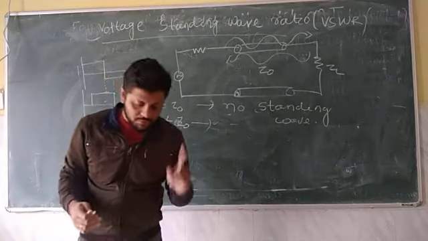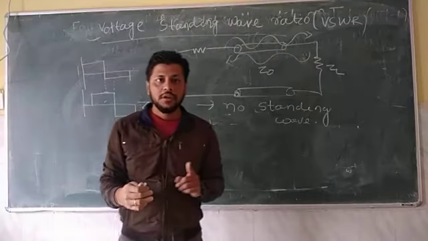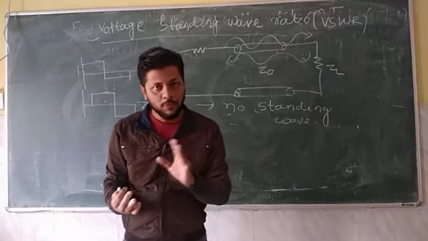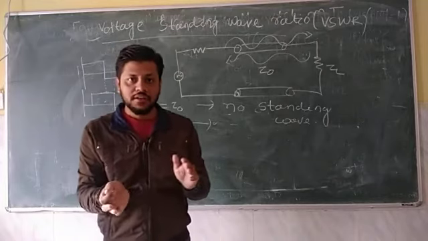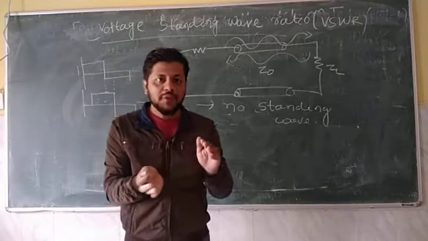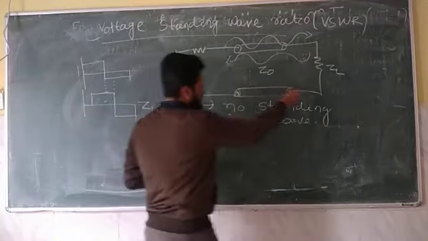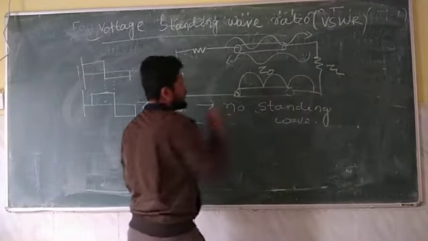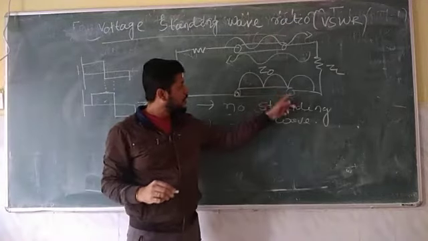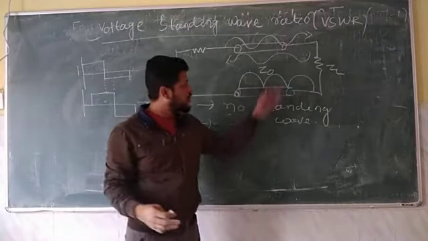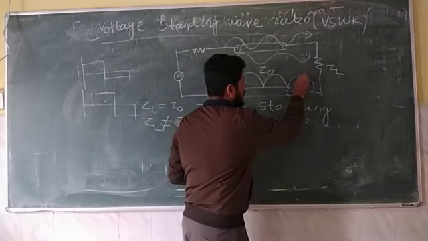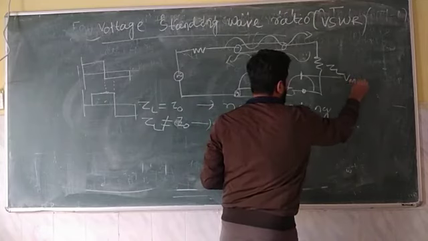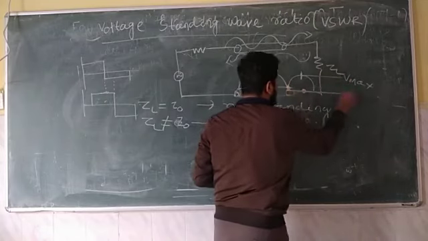So first you need to remember, standing wave means the wave is not propagating, it is only oscillating about its mean position. Because of this interference, what type of wave will be formed? This type of wave will be formed. So this is your standing wave. Your wave is not propagating, it is oscillating, and because of that oscillation, this is your V maximum and this is your V minimum.